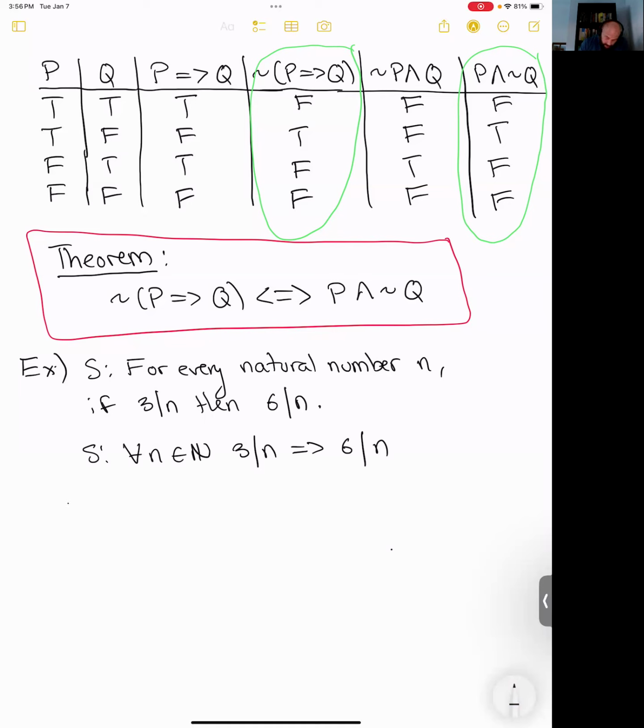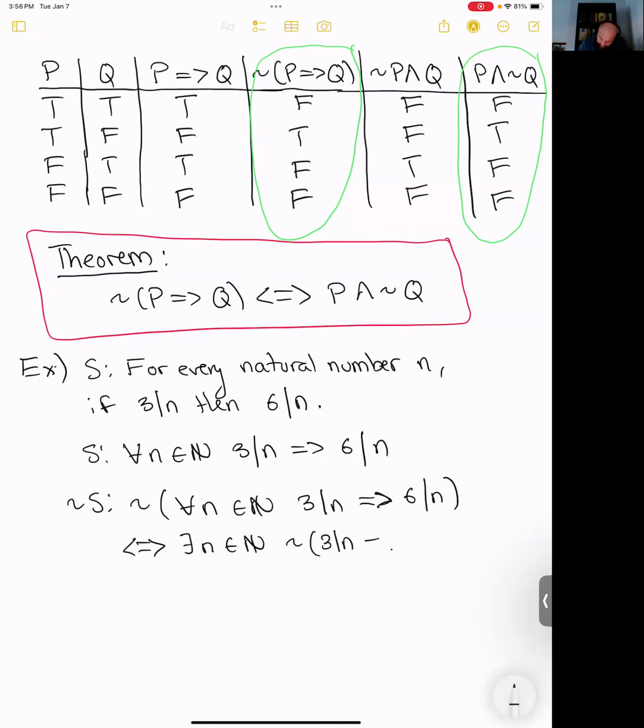So now I want to know, okay, well, what's not S? Well, I just put the not out front: not for all n, 3 divides n implies 6 divides n. Okay, so this will be logically equivalent to: the not hits the for all and becomes there exists. And then I'm just going to stick the not inside for a second, meaning that I've thrown the not through the expression, but I stopped right there, right? So I still want to push the not through the implication.